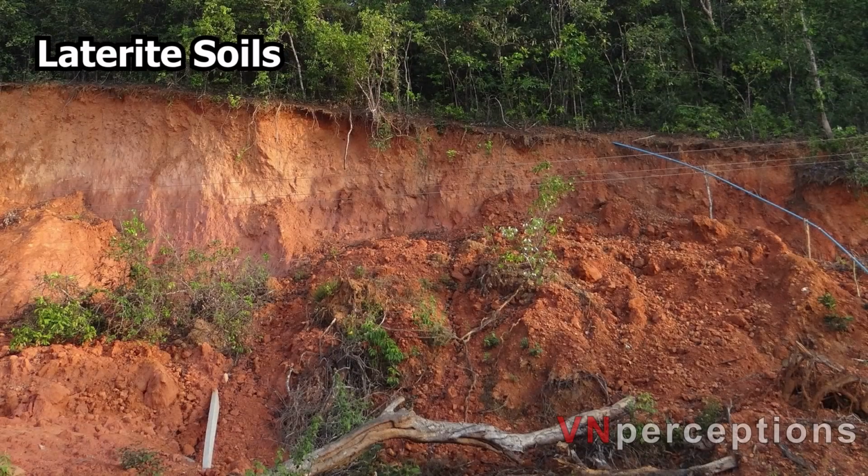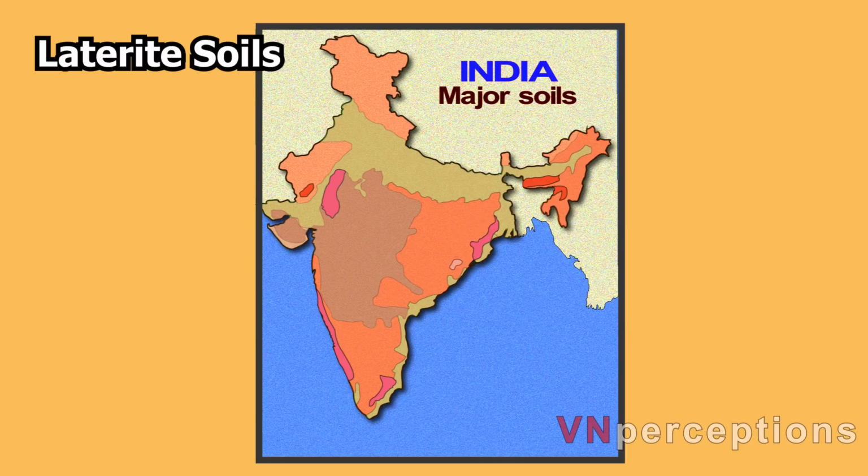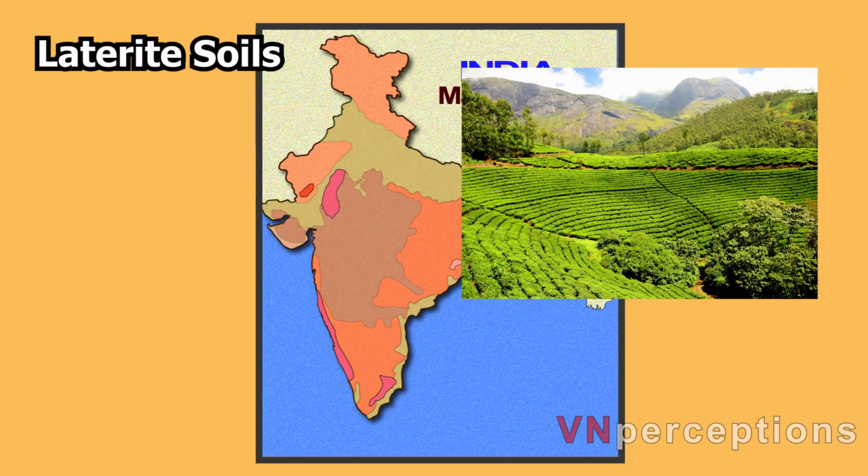Laterite soils have low fertility because of high acidity and low moisture retention. Manuring and other activities are required to make them suitable for growing crops. Now, crops that are grown on lower elevations are mainly paddy, whereas the crops that are grown on higher elevations are rubber, cinchona and tea plantations.